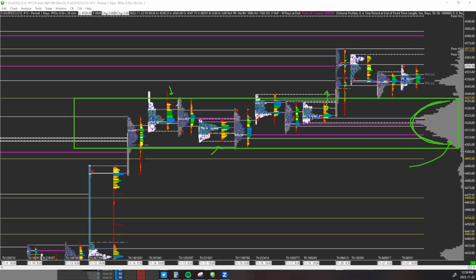Now, what's the difference between traders that get trapped and head faked in these highs versus something that actually continues is going to be broken down in the footprint and order flow.